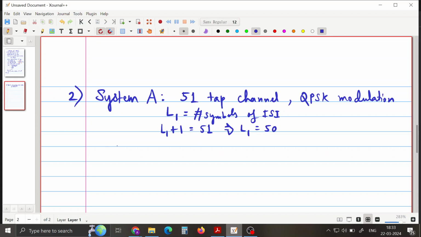And what else do you need? You need M, the size of the constellation. So the modulation scheme is given as QPSK, which means the size of the constellation, let me call it M1, as I already mentioned, is 4, because there are 4 signals. Right?